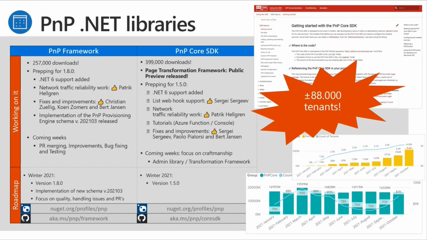What else happened? Patrick Helgen did work on improving the network reliability. So now if sometimes we see either SharePoint or something else at network say, yeah, socket exception, something happened and the call ends, now our retry logic also covers those, and we do a quick retry there. That definitely will help with reliability. Sergey did work around list webhooks. So PnP Core SDK now does support list webhooks. Again, a great and enormous contribution from Sergey.